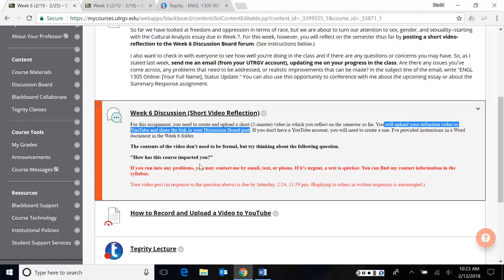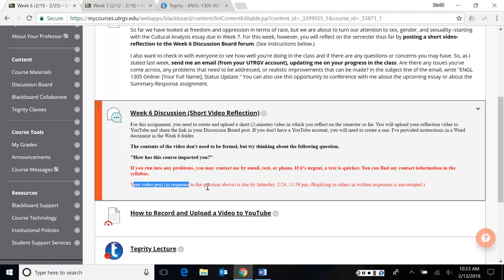Again, if you run into any problems, you can contact me by email, text, or phone, and text would be quicker, just because I have my phone on me all the time, and sometimes my phone is set to refresh every 15 minutes for emails, but texts are instant. So you can text me. If you don't know what my number is, you can check in the syllabus.